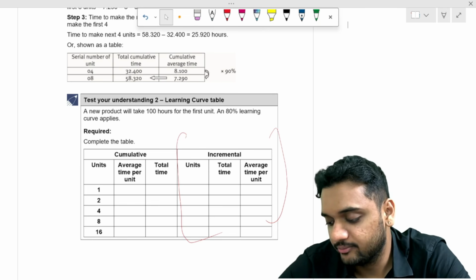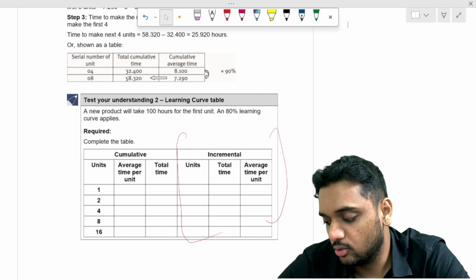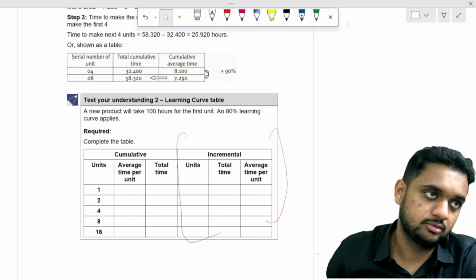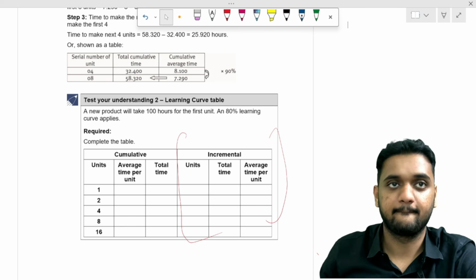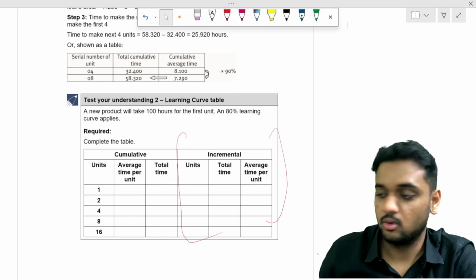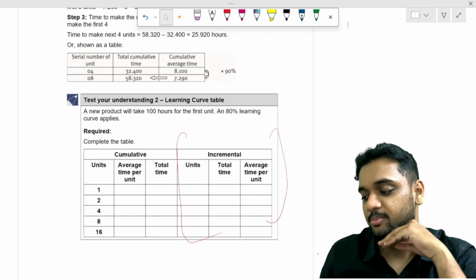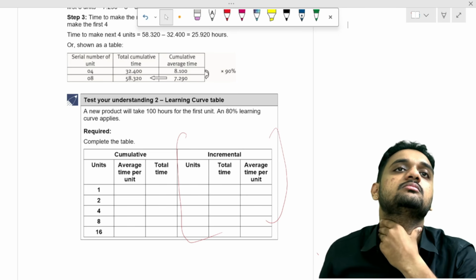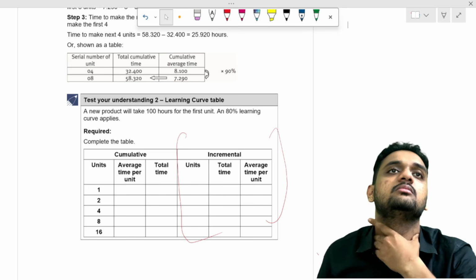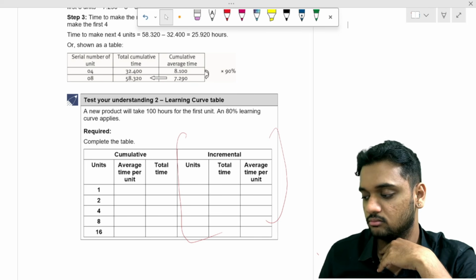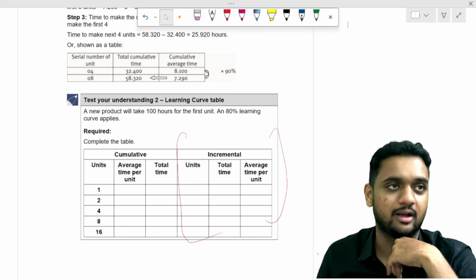For next, 4. 153.6 divided by 4. Next, 245.76 divided by 8. Understood all of you? What is the average time per unit for 8 units? Incremental. That is 8. Correct.